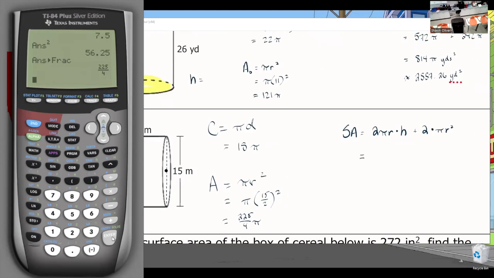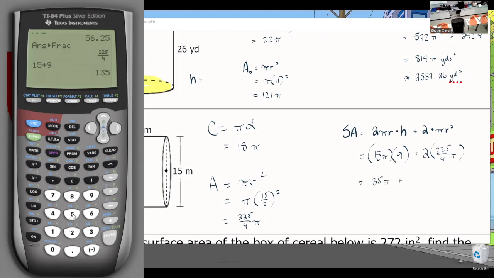Okay. Surface area is circumference times height. So 15 pi times 9, the distance from the top of the cylinder to the bottom of the cylinder. In this case, it looks like from left to right. Plus 2 times our base area, 225 over 4 pi. Again, let your calculator do the heavy lifting. 15 times 9. Treat pi like a variable and just carry it along for the ride. Okay, 135 pi.